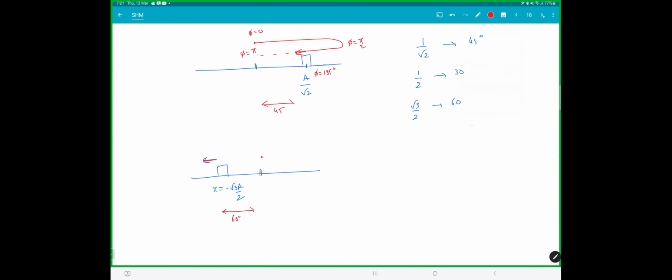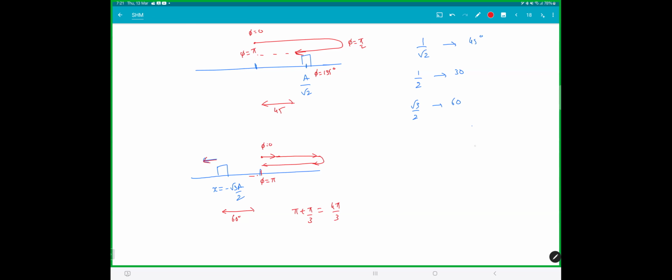But how do I start? I always start from mean position. I go towards right. I go to the corner. Then I take a turn. Then I come here. So if I come till here, the angle is already 180. So from here to here, you're going 60 degrees more. So it is pi plus pi by 3.